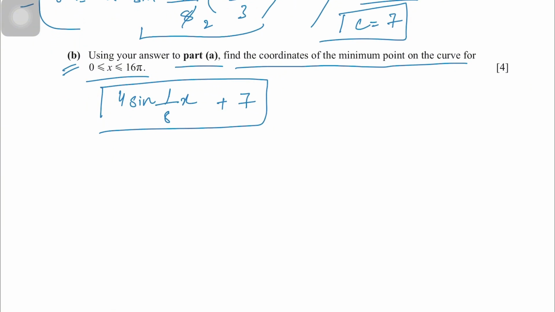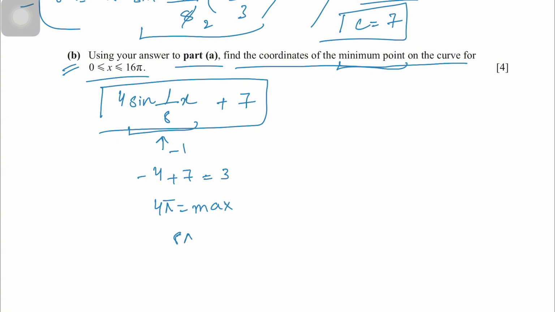Now, since we need to get the minimum point, what we need to do is assume that this is basically negative 1, because sine's least value is negative 1. So this would be negative 4 and positive 7. We'll get our final answer as 3. Alright. So we'll have our maximum value at 4 pi, and the curve will have the minimum value at 8 pi.